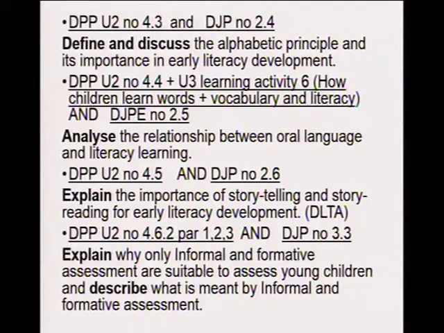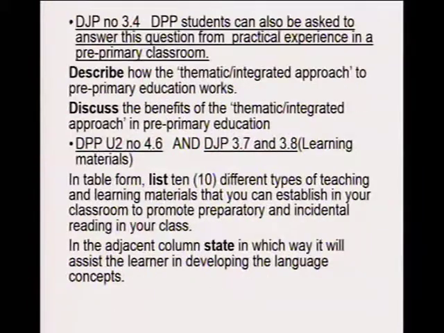DPP Unit 2 number 4.6.2, paragraph 1, 2 and 3. And in the DJP, you will find this in number 3.3. Explain why only informal and formative assessment are suitable to assess young children, and then describe what is meant by informal and formative assessment. So the explanation, you must explain why you cannot use any other assessment, and then you must only describe the 2 types of assessment, informal and formative assessment.